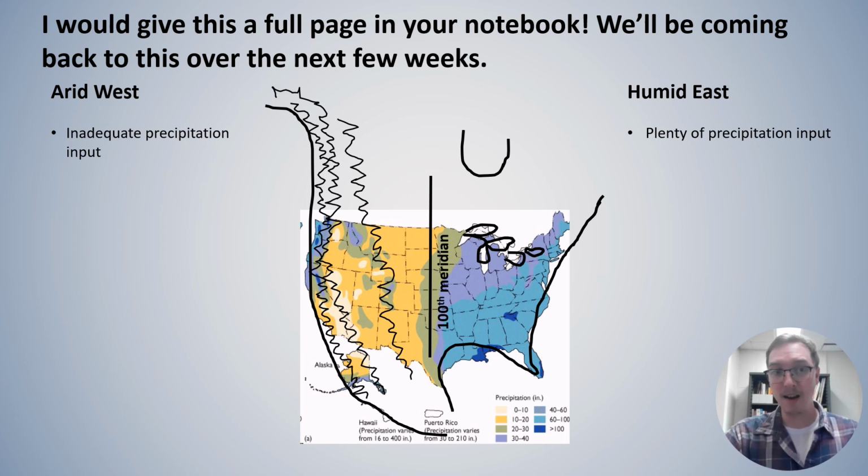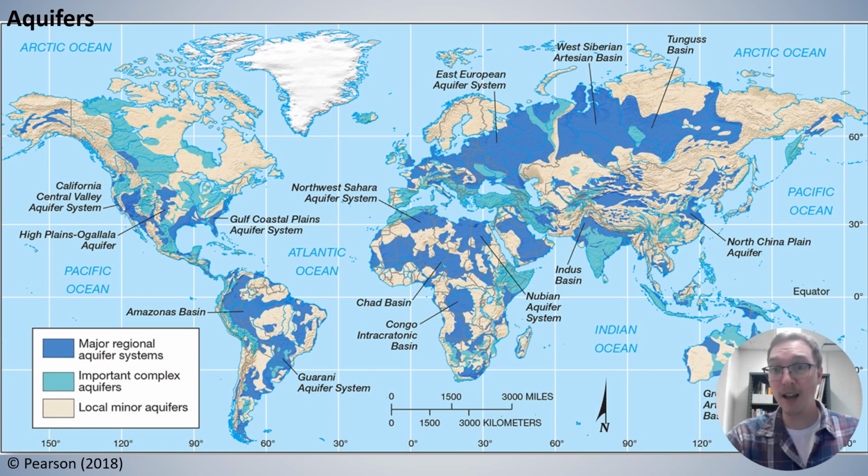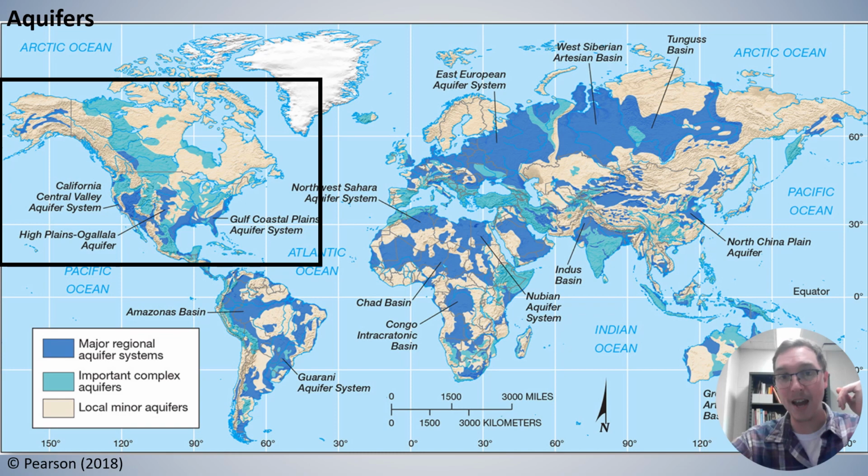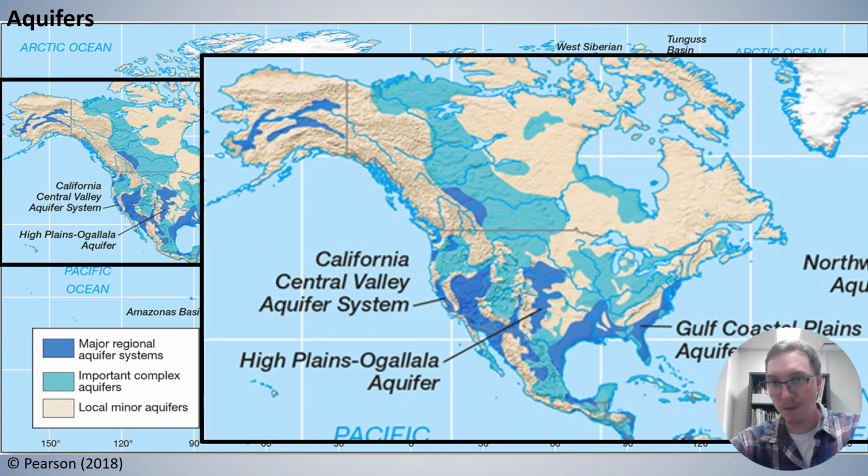All right, once you've got that, we're going to go ahead and advance and look at aquifers. So here are our major regional aquifer systems in dark blue, our important complex aquifers in the tealish green, and local minor aquifers in the other color. We're going to look at North America. So we see the Ogallala, the California Central Valley Aquifer System, Gulf Coastal Plains Aquifer, and then a bunch of regional and local minor aquifers throughout as well.